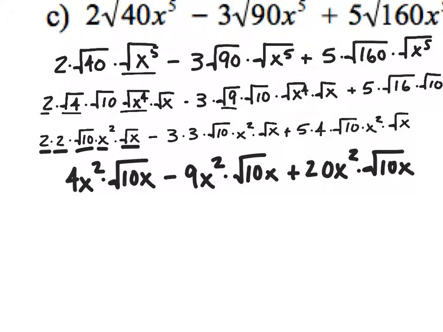So what I have is these are all like terms. They have like radicals and like terms. Now, even though you've got an x squared out here, that's okay because all the other terms have x squared. All the terms have the square root of 10x. And that's what I'm looking for.